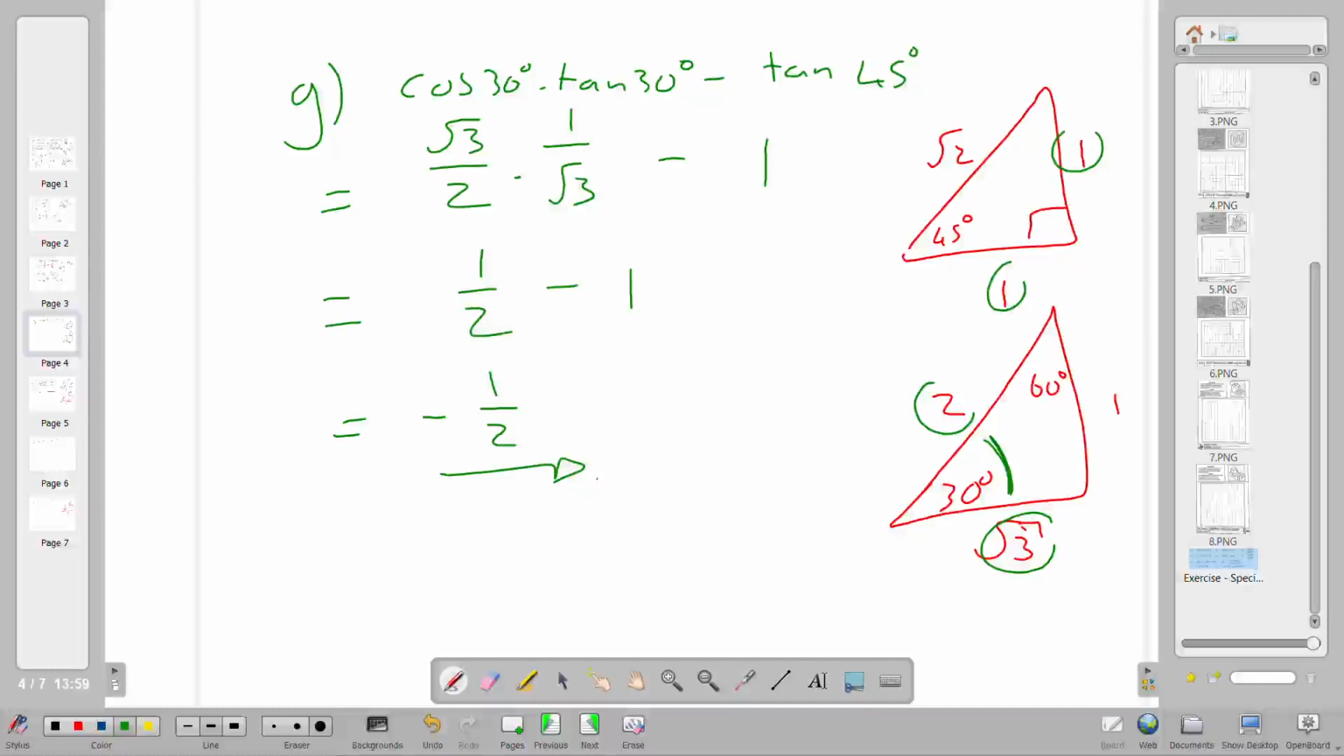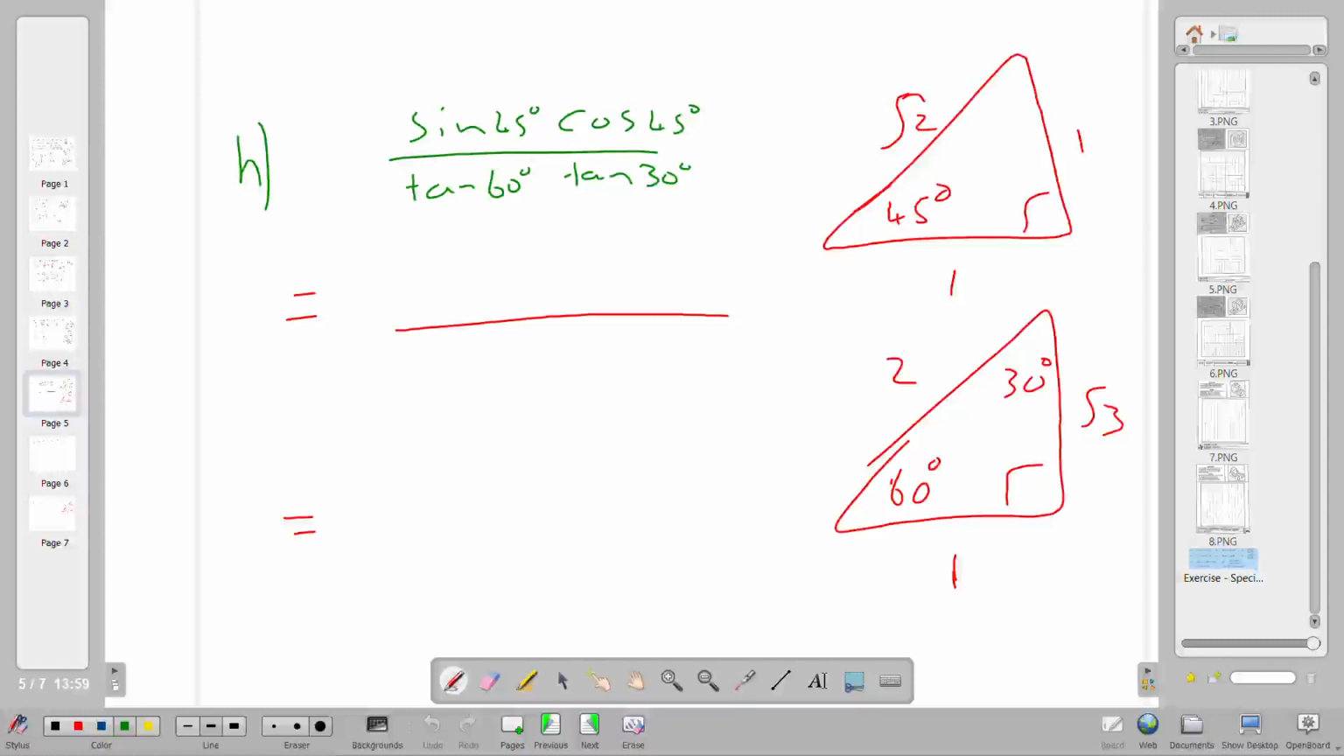Okay, next one. We have a big one. We mustn't be scared of big sums like this. We just go and substitute back in. So 45, 45 at the top. Let's just use my triangle, the 45-degree triangle. So sine 45 is 1 over root 2. You can find it. And then cos 45 is 1 over root 2. Right, and then this multiply. And then tan 60 is root 3. You must just show that, and tan 30 is 1 over root 3.